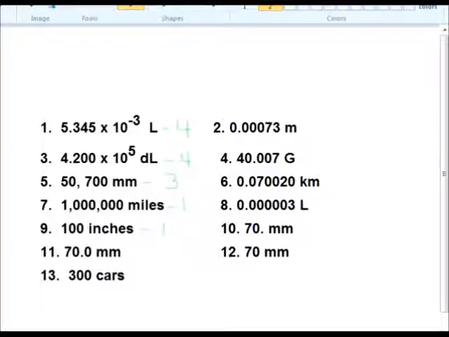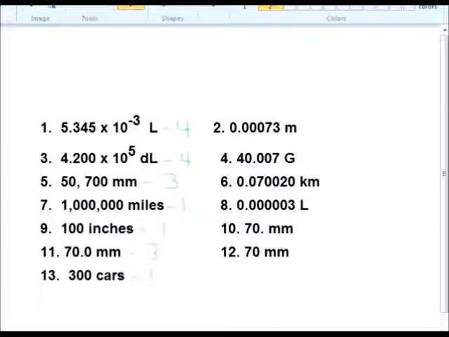Number 11. Here's a number that's greater than 1. If it's greater than 1 and it's got that decimal, I start counting from the left. There's the 7, which precedes those zeros, so in this case I would have 3 significant figures. Number 13. Not a decimal again, so I should only have 1 significant figure.